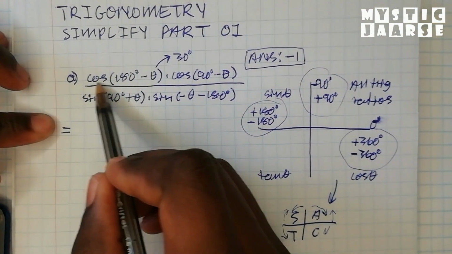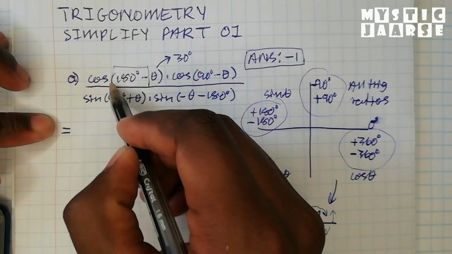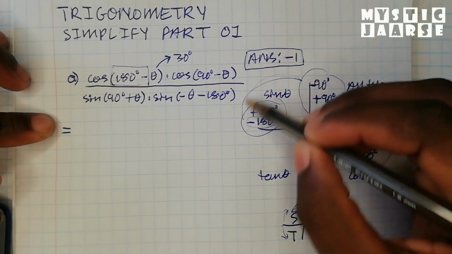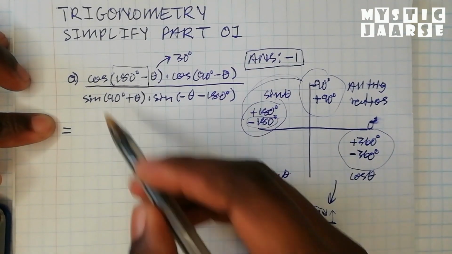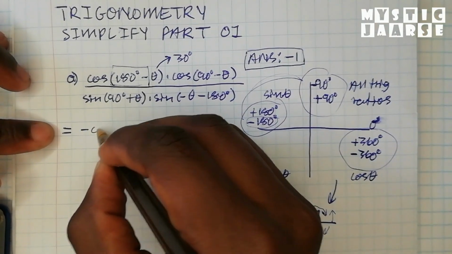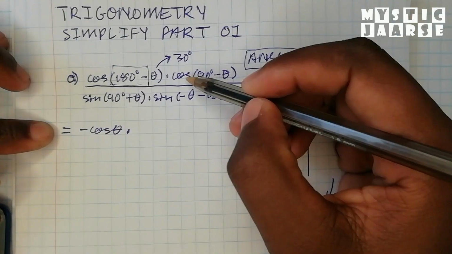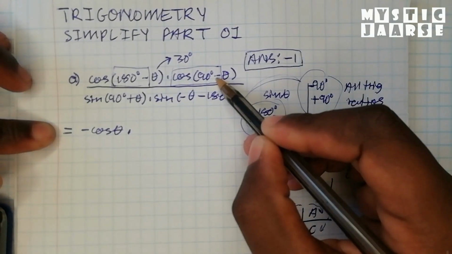So we have cos of 180 minus. This is our quadrant. We are in the second quadrant, so sine is positive, but this is cos. So we're going to have negative cos theta times, here we have cos of 90 degrees minus.